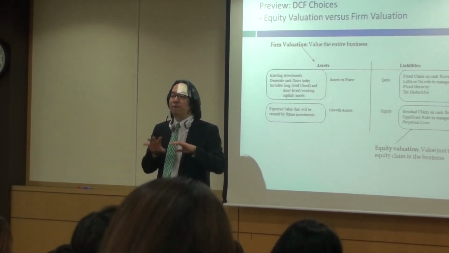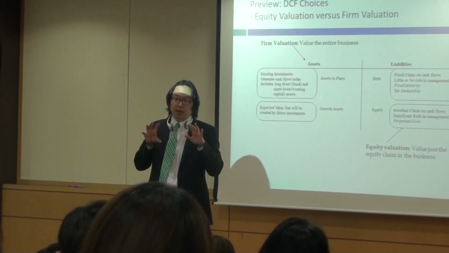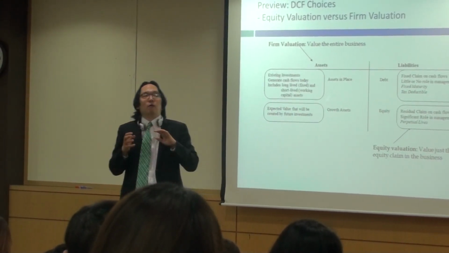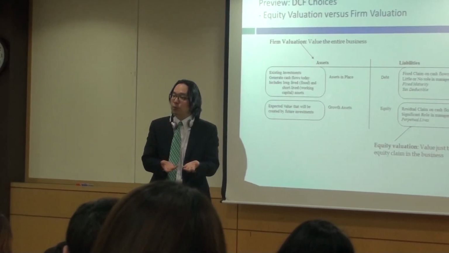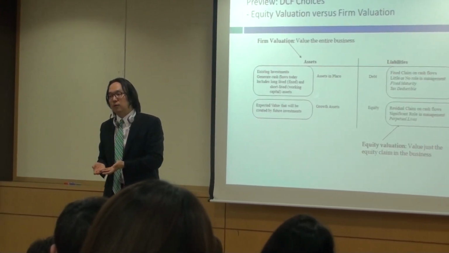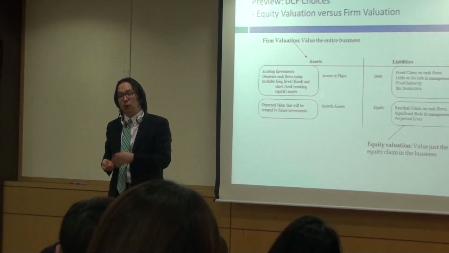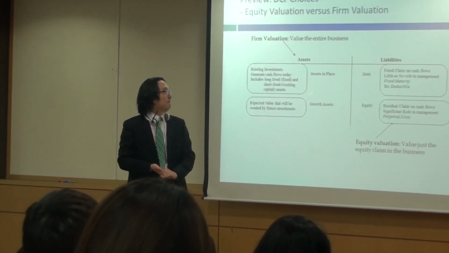In the end, your final destination will be the equity side anyway. But would you directly start with the equity side of cash flow, or would you use the indirect way of starting with the firm side of cash flow and then go to the equity side later? Okay, that's the choice you have to make.